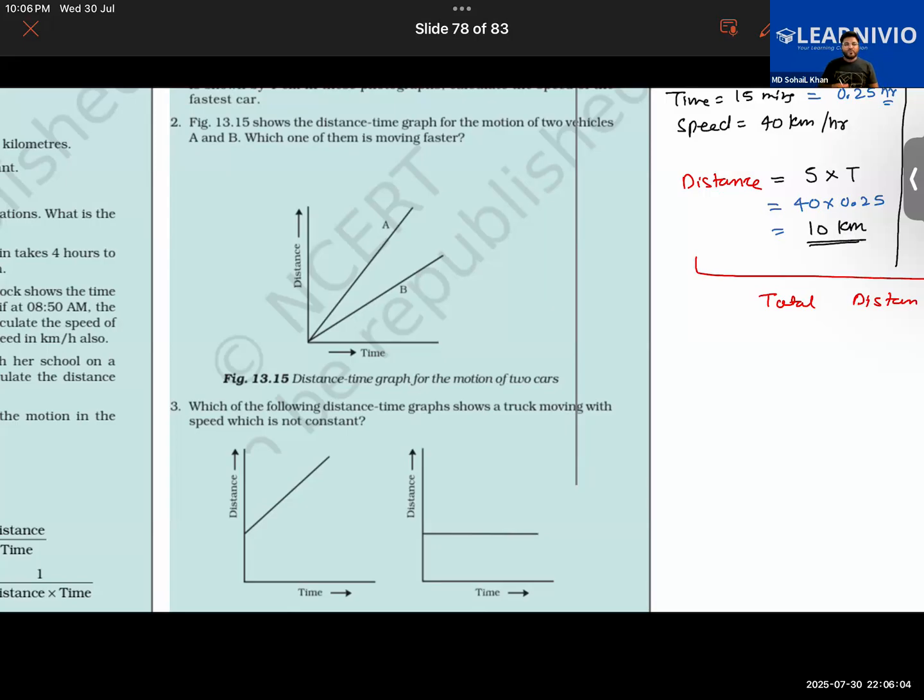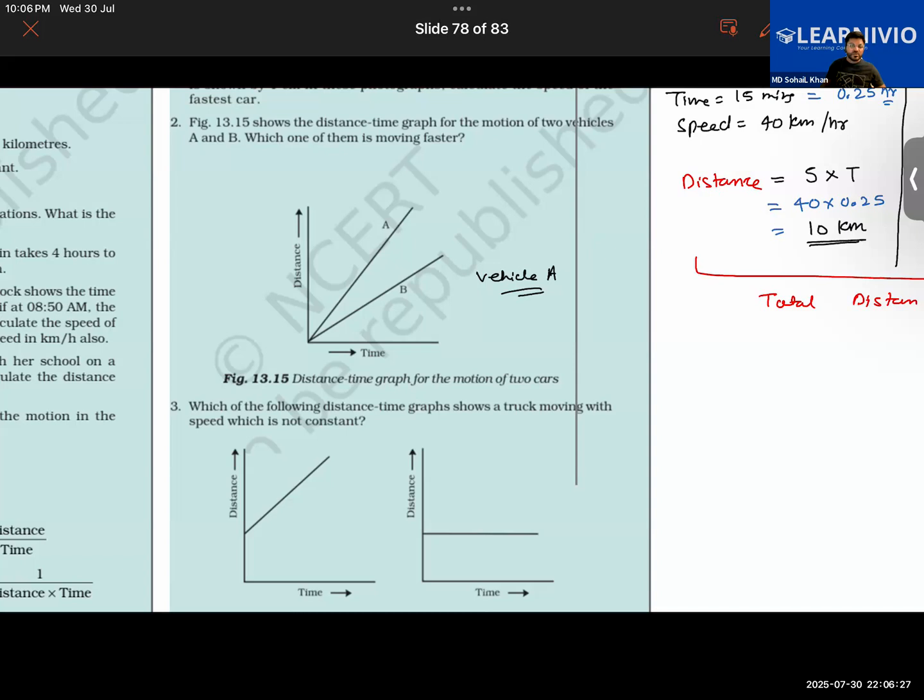Good. Yes. If the slope is steeper, it clearly means that the object is moving faster. So hence vehicle A. The more distance it has traveled in a shorter span of time, the faster it is.